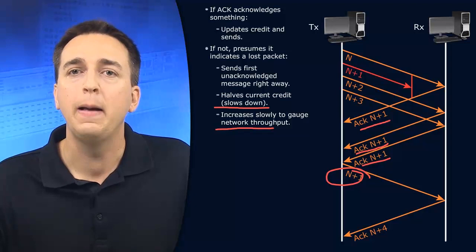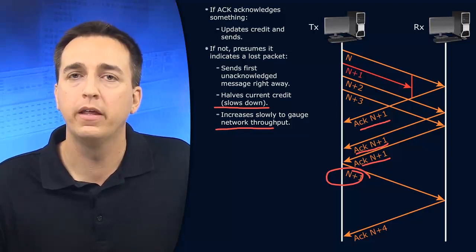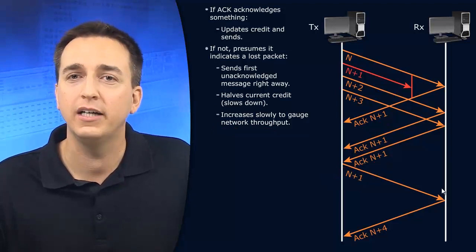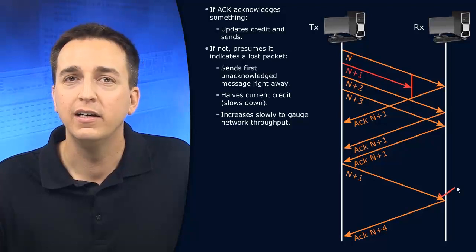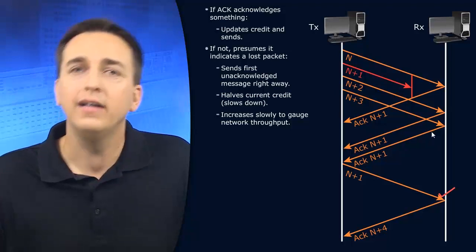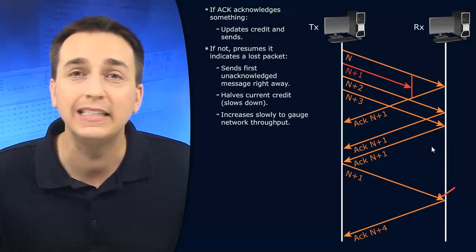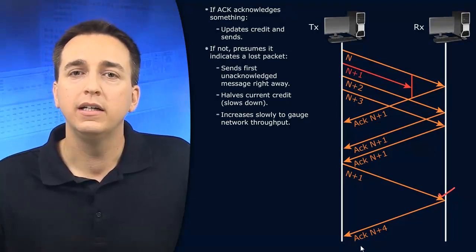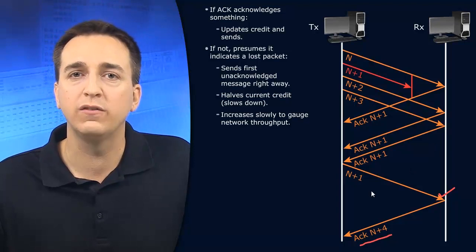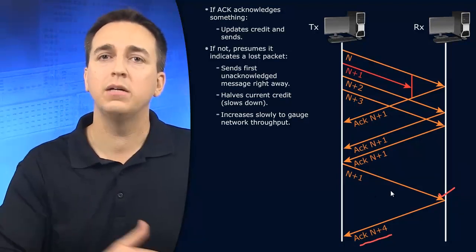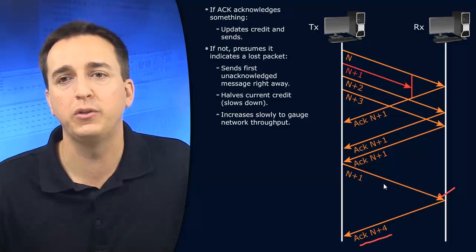And you can see that right here. N plus 1 being sent again. Now look what the receiver does once it successfully gets it. Does it say, okay, give me n plus 2? No, it already has n plus 2. It already has n plus 3. So it says, give me n plus 4, which is the next amount of bytes that are supposed to be sent next.